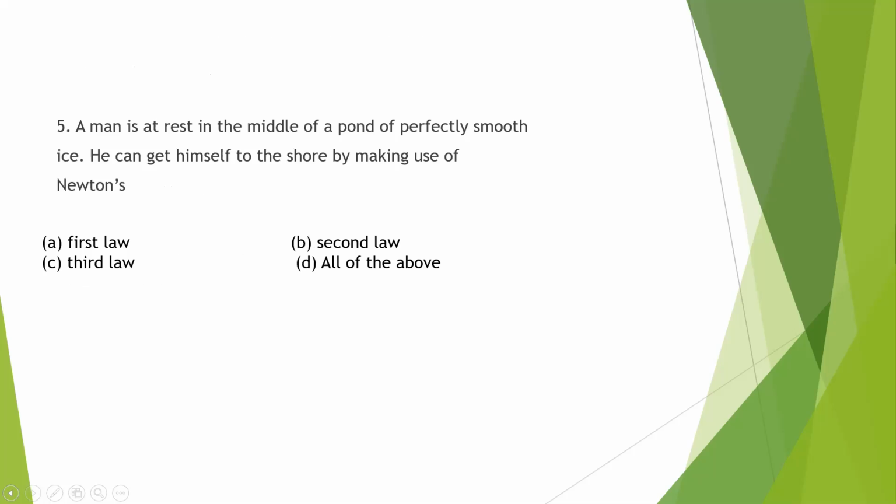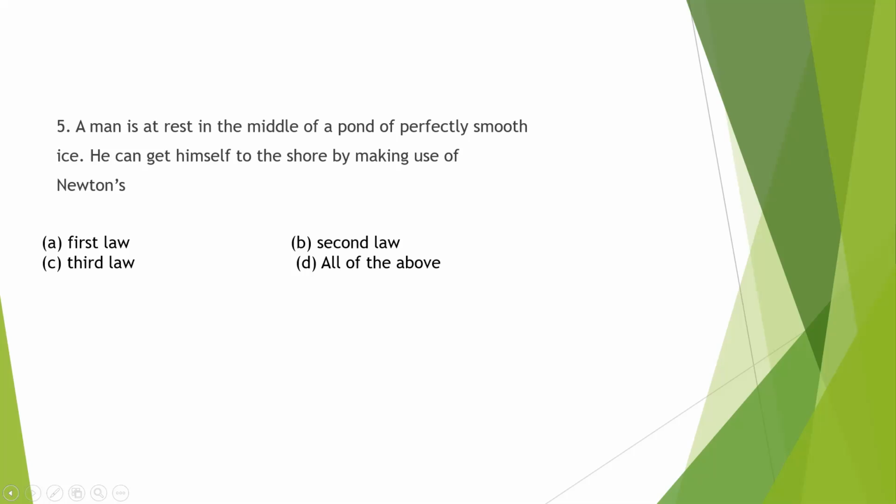Fifth question. A man is at rest in the middle of a pond of perfectly smooth ice. Okay, he is at rest. He can get himself to the shore by making use of Newton's... So which law is applicable here, that you need to understand. He is at rest, at the middle of the pond, which is perfectly smooth ice.